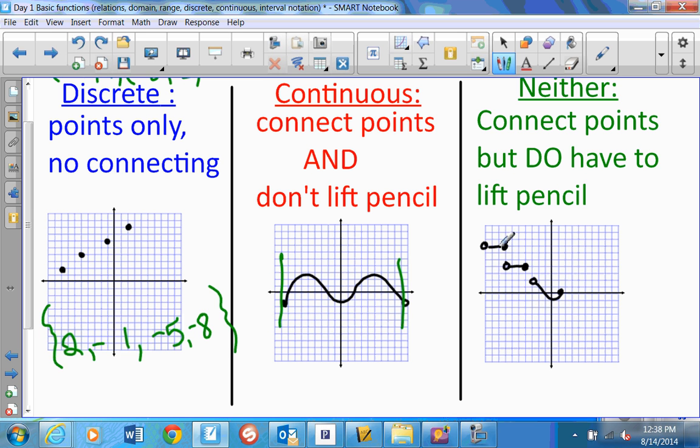Now this one is neither, because watch what happens. It's continuous between here and here, but then you have to pick up your pencil and move down. So it's not continuous because you have to pick up your pencil. And it's not discrete because it does have a whole bunch in between here. It's not just dots. So let's be neat.